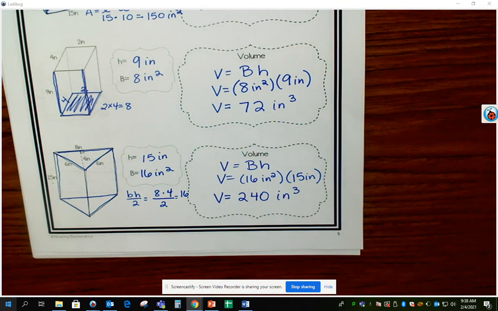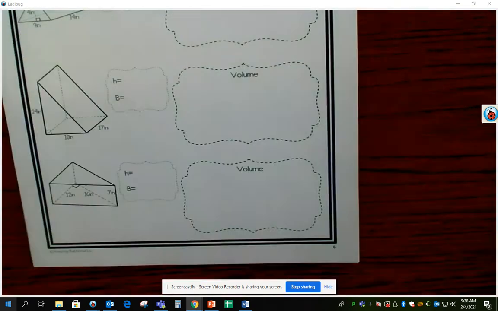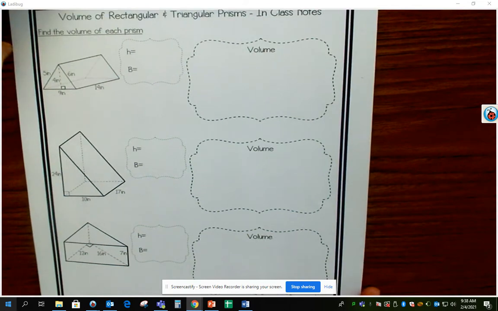All right. So we've got 3 more. I can count, I promise. All right, 3 more examples.